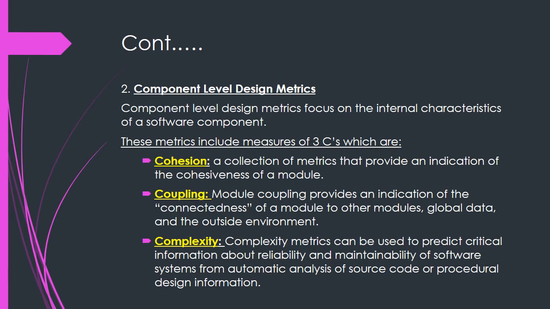The second type of design metrics is the component level design metrics. This component level design metrics focuses on the internal characteristics of a software component. That means whenever we have developed the architecture of a particular software, we know that this architecture is made up of various components, or various modules. So at the component level, we describe the characteristics of each module used inside the product. In this we calculate the cohesion, coupling, and complexity of each module or each unit.